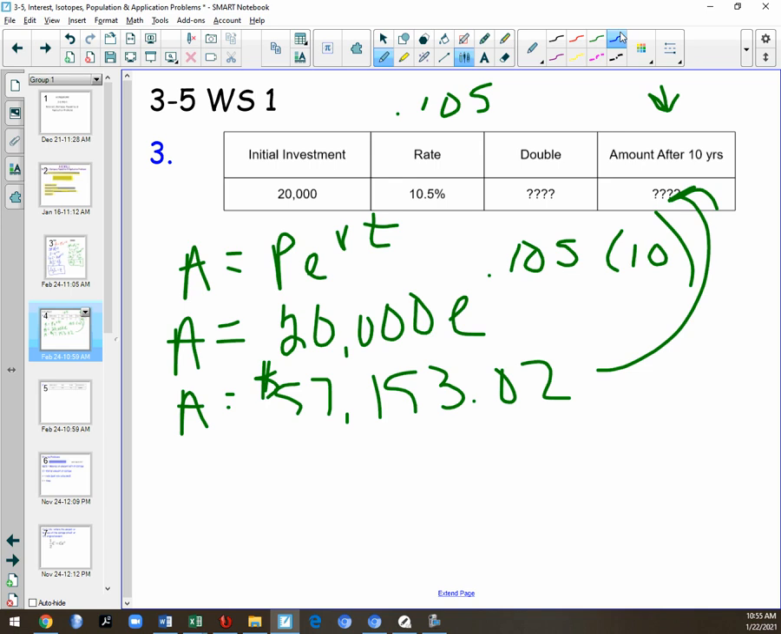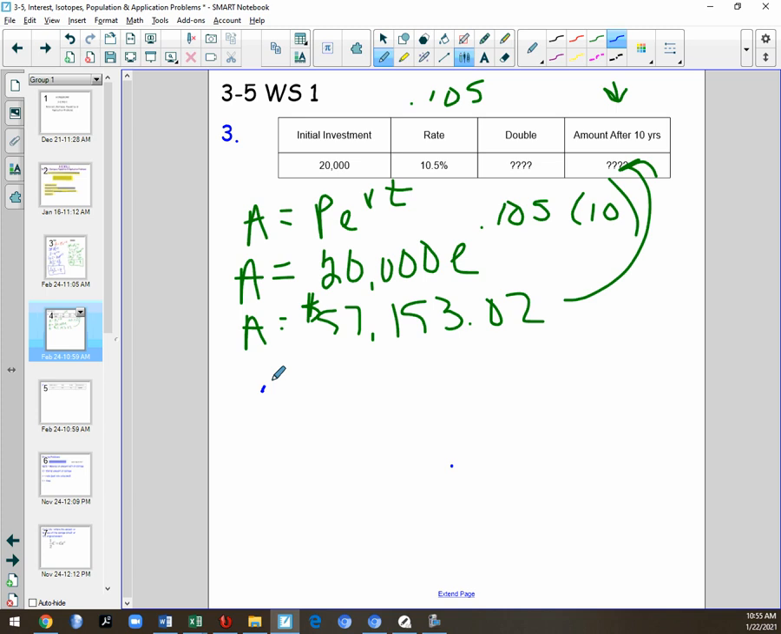Okay, so now I want to know how long it's going to take to double my money. Well, to double my money, that means I need to have 2P. I wrote the wrong thing there, so let's go ahead and delete that. So I'm going to have 2P is equal to PERT. The P's cancel out, so I have 2 is equal to E to the RT. Then I'm going to have the natural log of 2 is equal to my rate and my time.